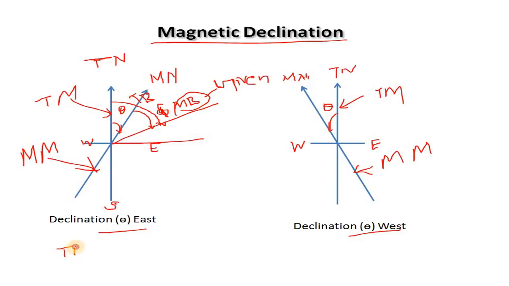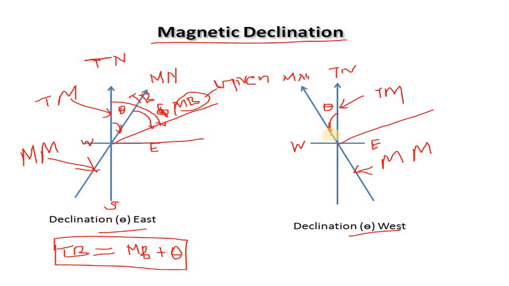How? See here. This angle is the magnetic bearing and this angle is the declination. If you add both angles, you will get the true bearing. It means true bearing is equal to magnetic bearing plus declination. I am saying, guys, you don't need to remember any formula. First draw what you are given, then see what you require and find it by using geometry. It will be easy for you. In the same way, in this case, this is the magnetic bearing of the line and this is the true bearing of the line. Then true bearing is equal to magnetic bearing minus declination.